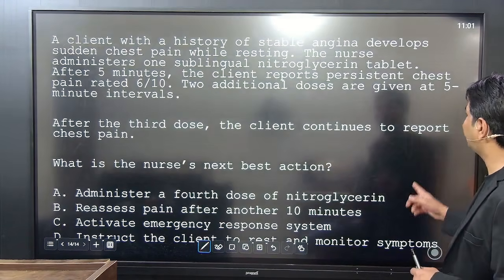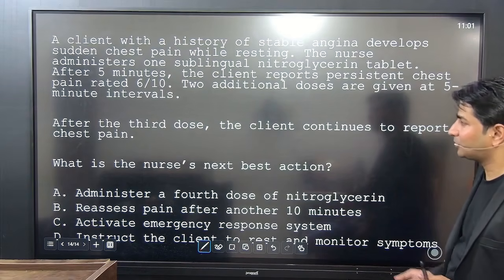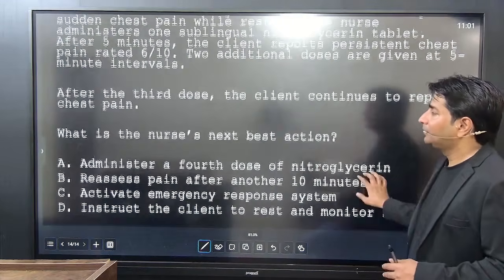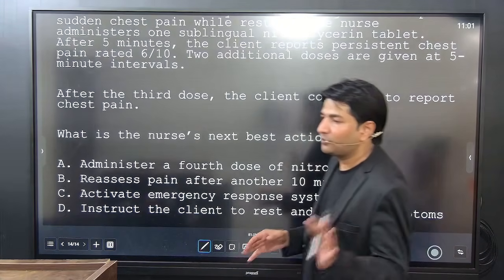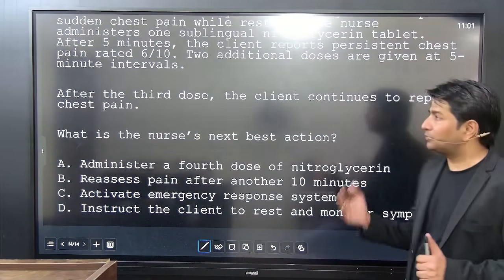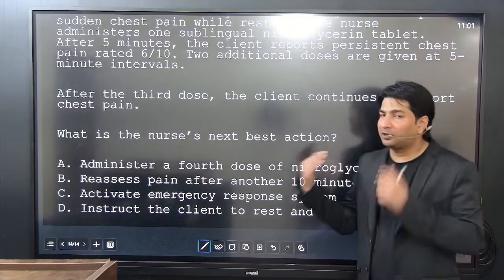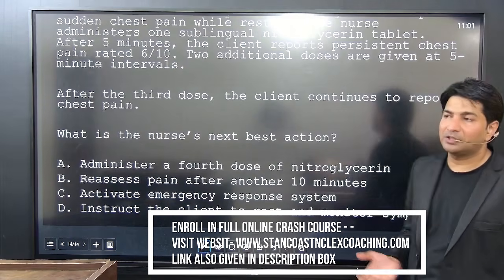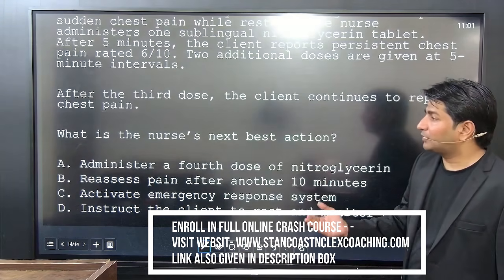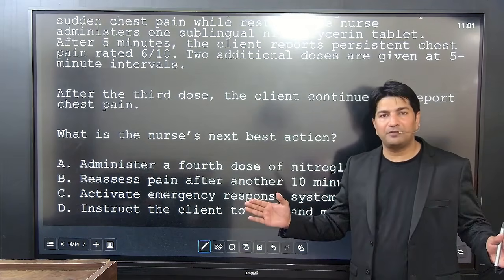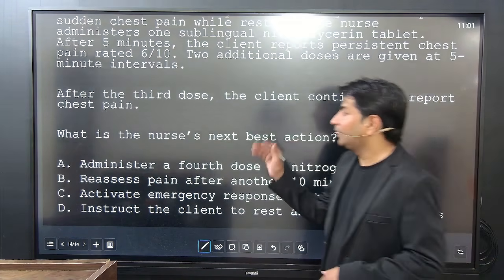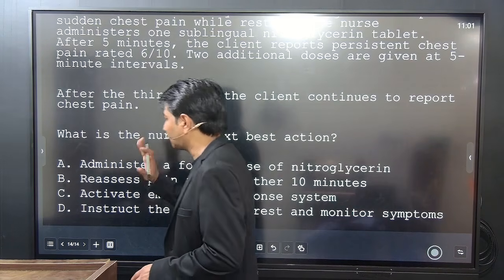After the 3rd dose, the client continues to report chest pain. Even after that, the patient has chest pain. What is the nurse's next best action? So what will the nurse do now? We can only give 3 doses at 5-minute intervals. If the patient doesn't get relief after that, then we can understand that now this patient needs another management. Maybe they're not getting relief from nitroglycerin. Maybe the coronary artery is completely blocked. So now if we give them more nitroglycerin, it will cause a lot of vasodilation, and due to vasodilation, there are chances of severe hypotension in the patient. So we won't give it after 3 doses. Now we will inform the doctor.